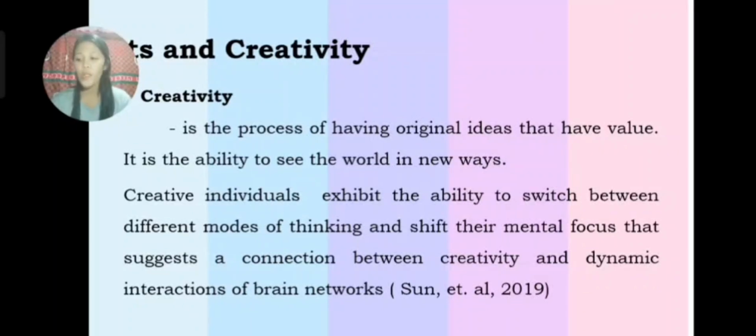The different modes are, first, divergent thinking, including our imagination, also called creative or horizontal thinking. Second is convergent thinking. It uses logic, also called critical, vertical, linear, analytical thinking. And last is lateral thinking, which uses both imagination and logic. So those are the modes of thinking, and shifting their mental focus suggests a connection between creativity and dynamic interaction of brain networks.